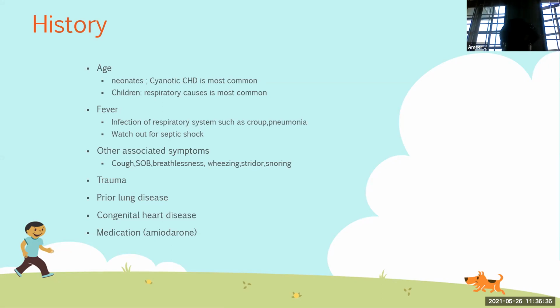And then we should also ask about any prior history of trauma, and we should also ask about underlying lung disease and underlying congenital heart disease. And also in past medical history, we should ask about any history of taking amiodarone, because amiodarone can also lead to the bluish discoloration of the skin.